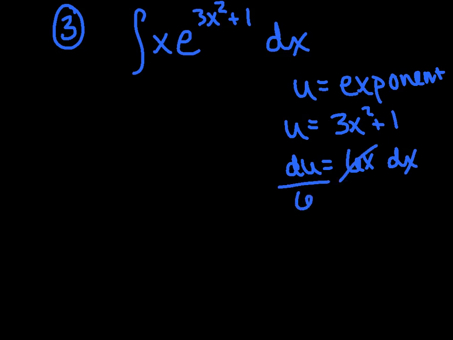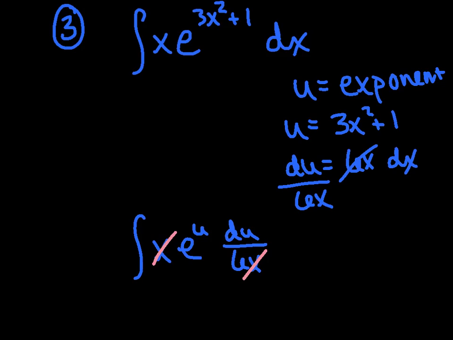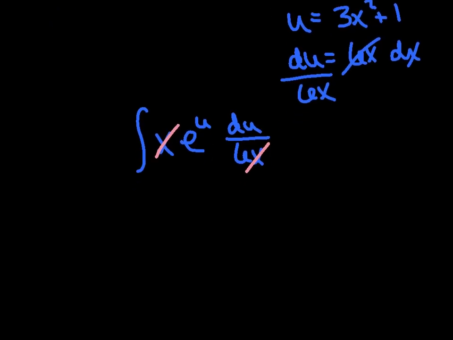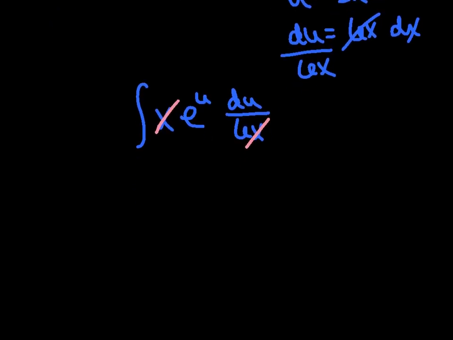Du divided by 6x is equal to dx. So we have the integral of x times e to the u times du over 6x. Good news here, we're going to kill those x's. That's fantastic. And just watch that coefficient here. We're going to slide out the 1/6. Do not lose that x or that coefficient.